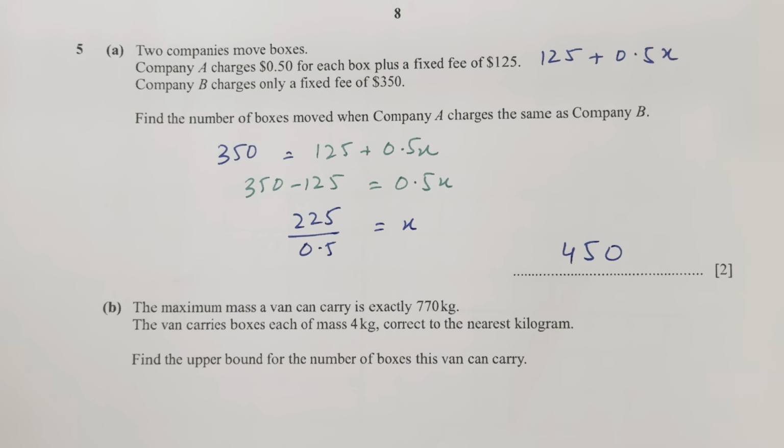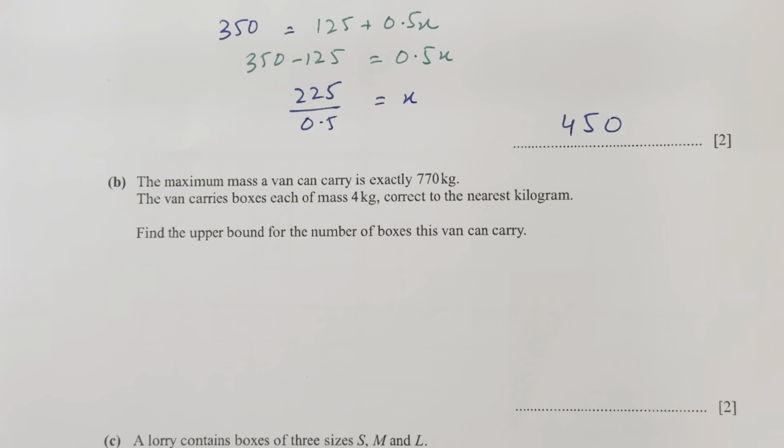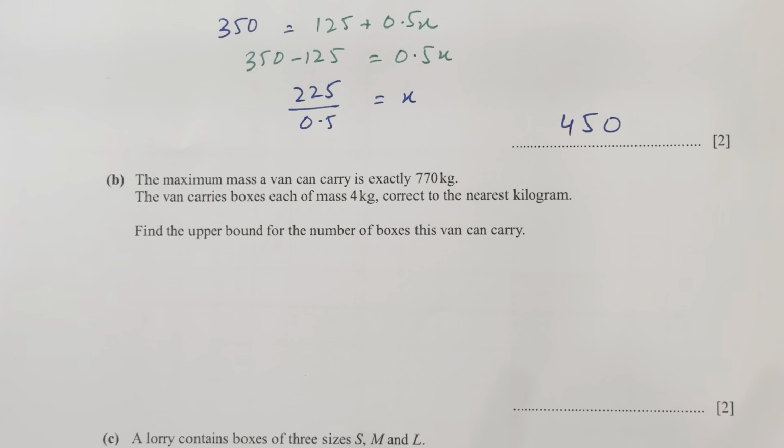Part B, the maximum mass a van can carry is exactly 770 kilograms. The van carries boxes each of mass 4 kg, correct to the nearest kilogram. Find the upper bound for the number of boxes that it can carry.